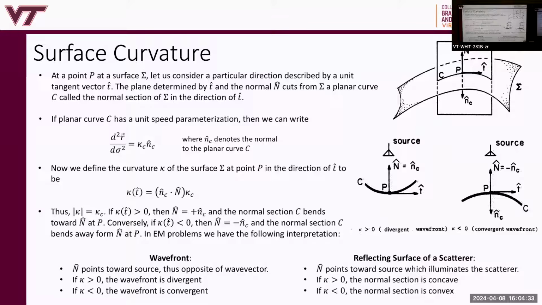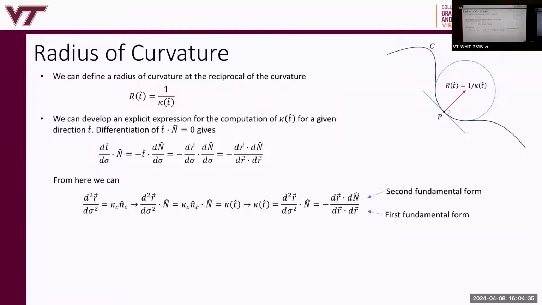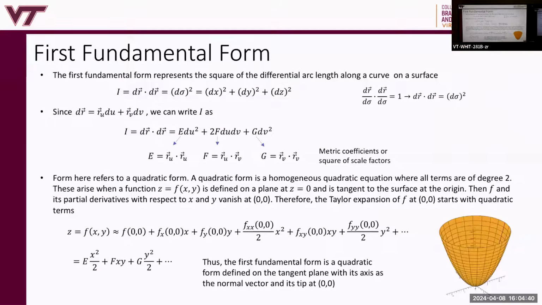All right, good. Then we talked about the radius of curvature, which is 1 over the curvature, and then we started talking about first and second fundamental forms. I added this notation here. The word form refers to what's called a quadratic form. A quadratic form is a homogeneous quadratic equation where all terms are of degree 2. For example, we'll get into that, but these arise when the function z equal to f of x, y is defined on the plane at z equal to 0. For us, it's the tangent plane.